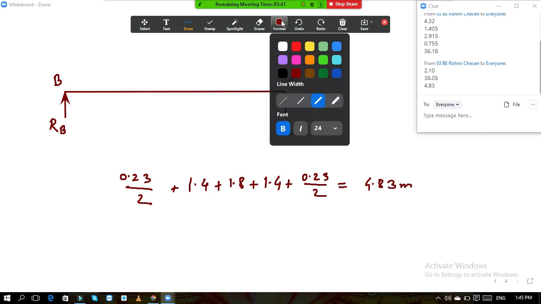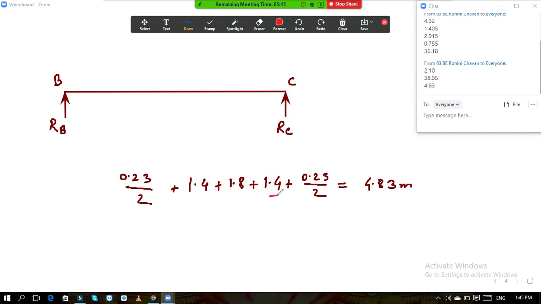But if you see now, this is our landing width. Okay, this is our landing width, 1.4 meter. So this landing width plus 0.23 by 2, how much does this calculation come to? It is near about 1.51, right?